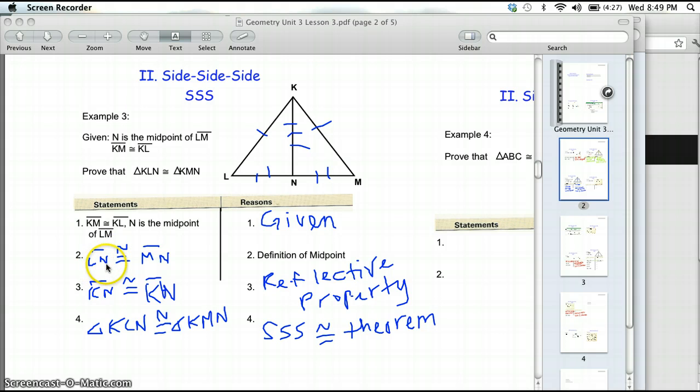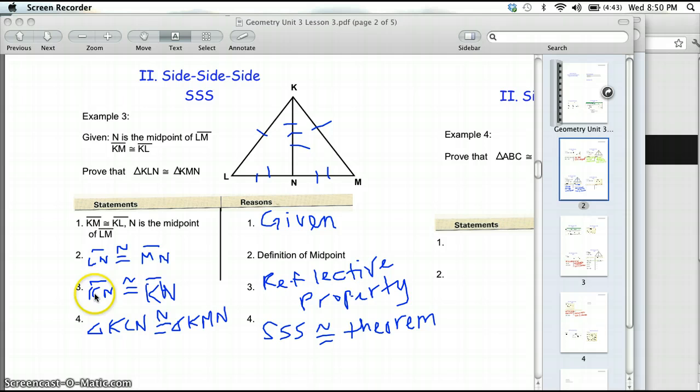Now, LN is congruent to MN. That is the definition of midpoint. So the definition of midpoint is that LN and MN are congruent, because if N's the midpoint, then LN has to be congruent to MN. And I went ahead and I drew that in here. Then our next statement, because of course we're trying to prove that these two triangles are congruent based off the side, side, side theorem, I have two sides and I have to find my third side.